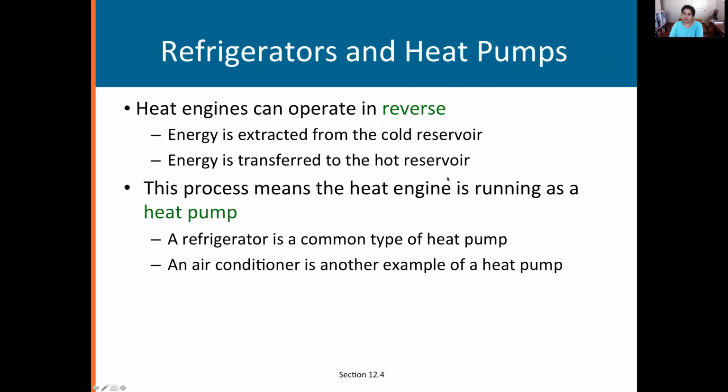Heat engines can also work in reverse. That means they can take heat from the cold reservoir and give heat to the hot one. And why would you want to do that? You would do that, for example, in a fridge, where you want to cool something which is already cold. This is called a heat pump, when it does that. An air conditioner does the same thing for rooms or houses.